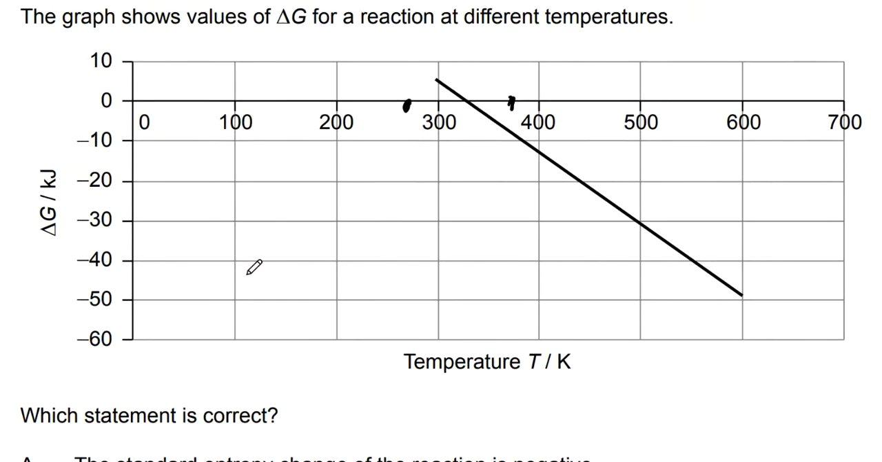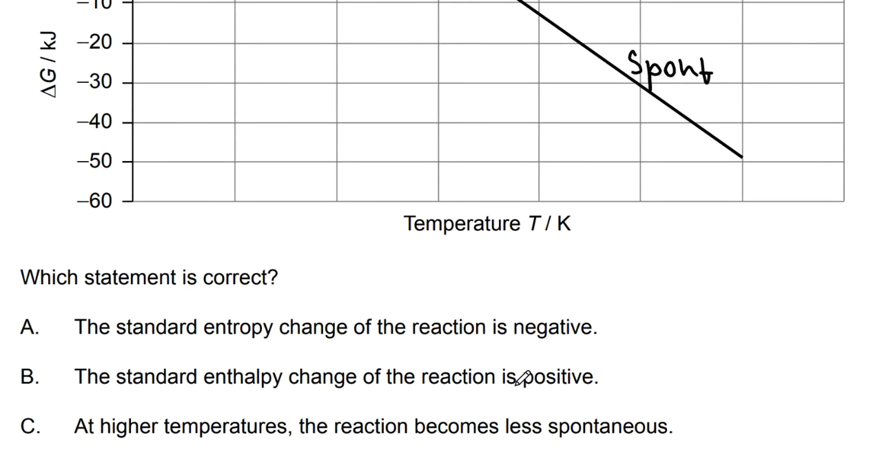And we know that when this is negative, so whenever it's in this section here, it's going to be a spontaneous reaction. And in this section where it's positive, it's going to be non-spontaneous. Let's look at the statements. Which statement is correct? The standard entropy change of the reaction is negative.